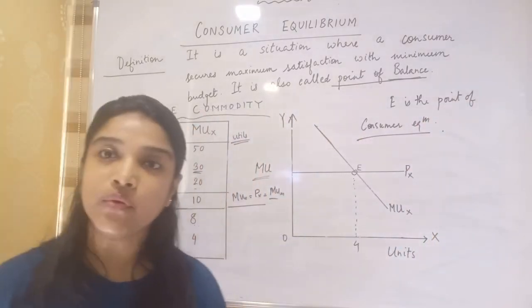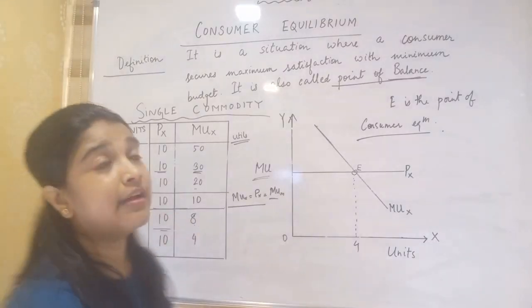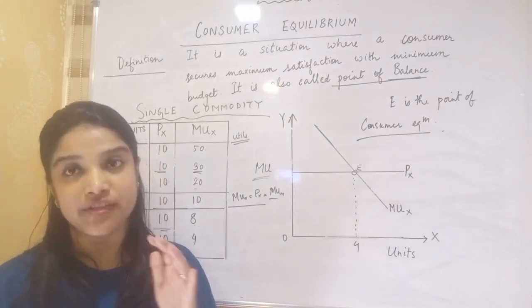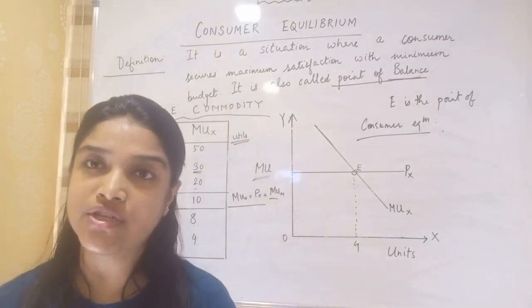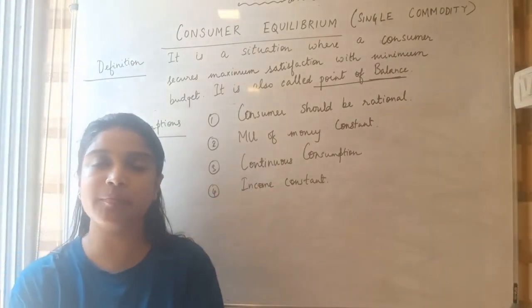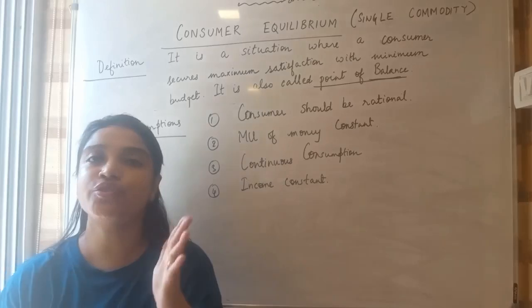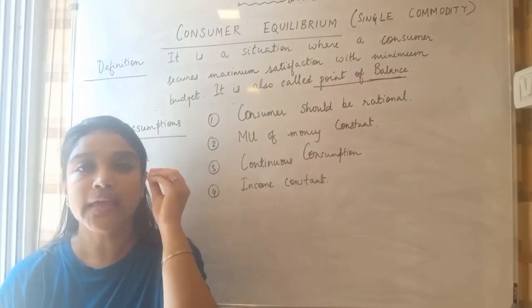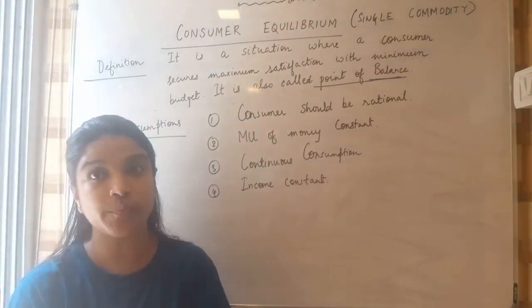Is it clear to all of you? So now we are done with the table and the diagram. We'll quickly see the assumptions of this law of consumer's equilibrium in case of one commodity. It is not very different from the law of diminishing marginal utility assumptions. First, the consumer should be rational. He should be a normal, logical person, and his main aim in consumption is to achieve maximum satisfaction.